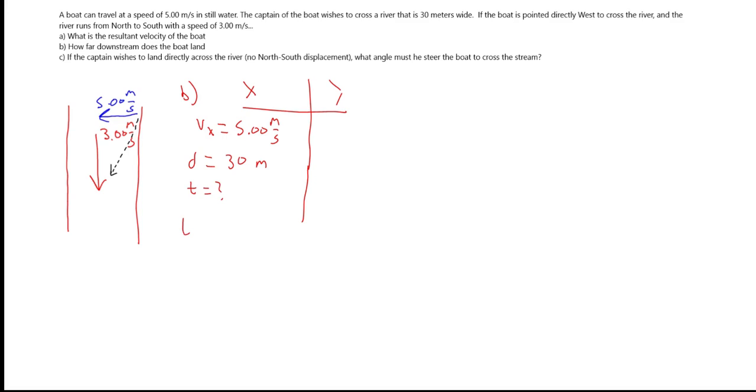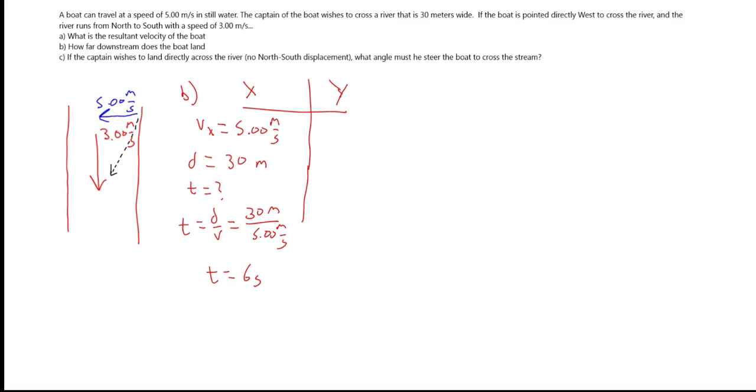So what we're going to do is find a time. And the reason that we're going to find a time is because as this boat travels in this direction and lands over here, it's going to take the same amount of time to cross the river as it is to go down the river. Okay? Time has to be the same in both directions. So time is equal to my distance divided by my speed. So 30 meters divided by 5.00 meters per second. And it's going to take 6 seconds.